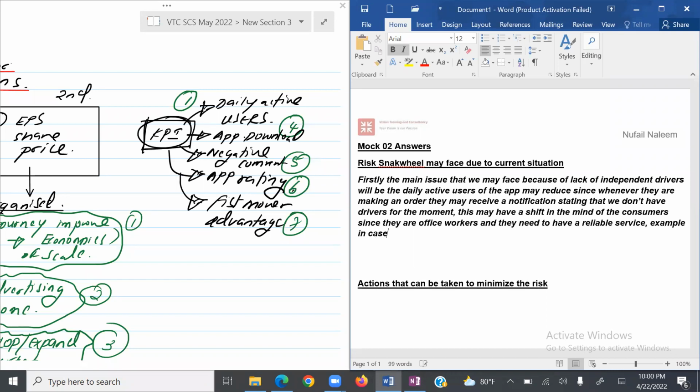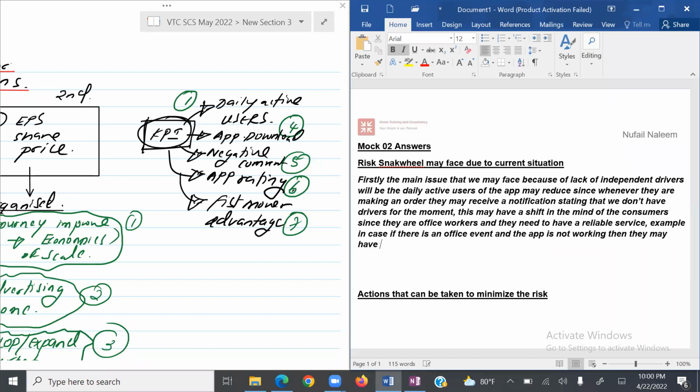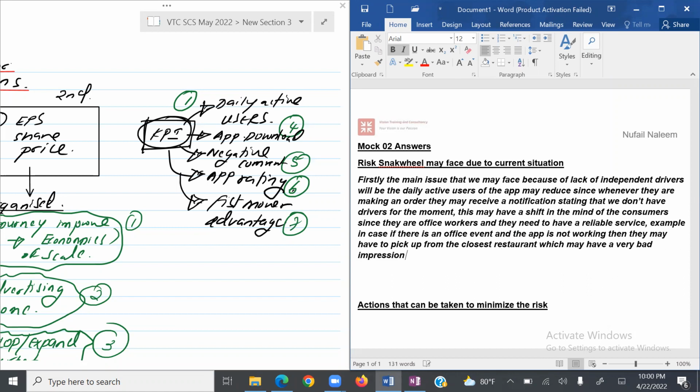For example, in case there is an office event and the app is not working, then they may have to pick up from the closest restaurant, which may leave a very bad impression towards the business. Full stop.